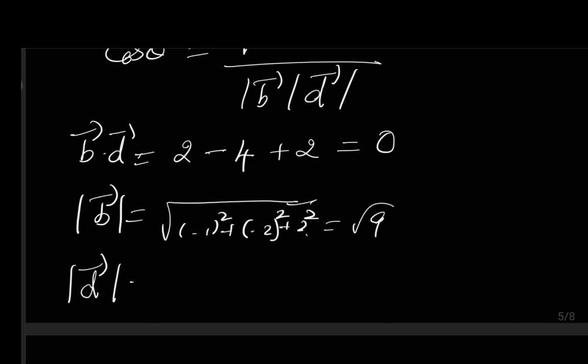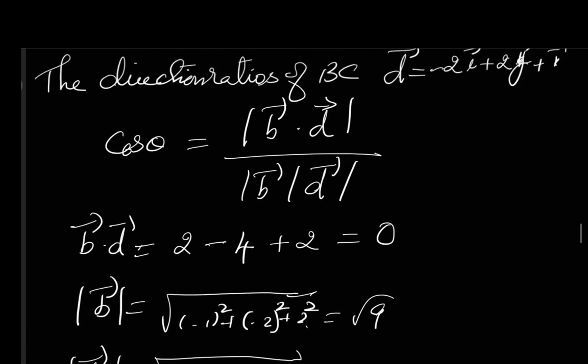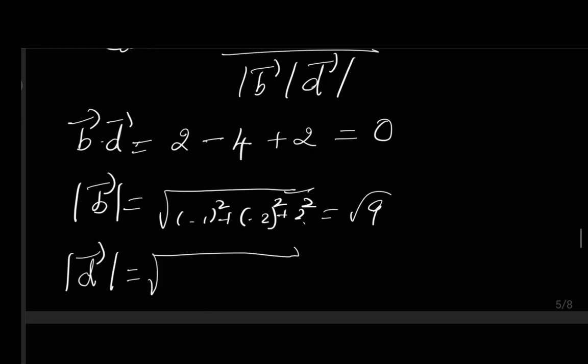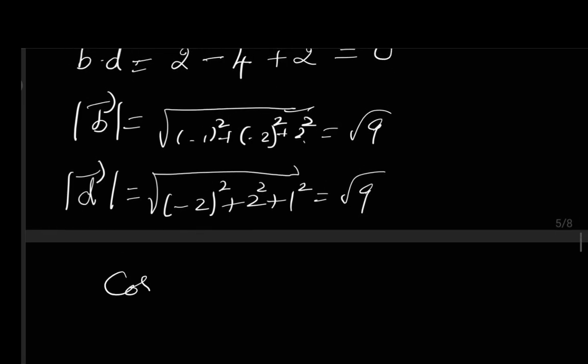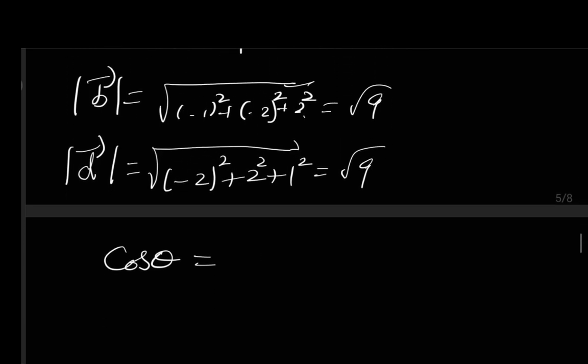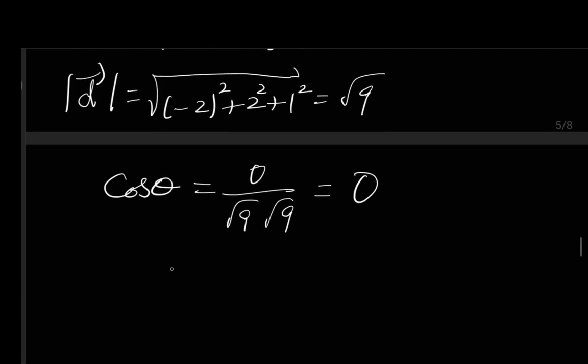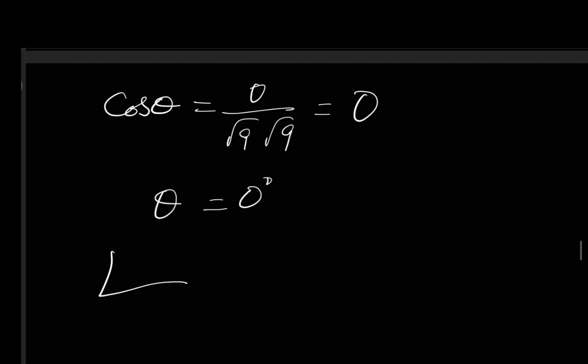Vector D, square root of minus 2 square plus 2 plus 1 square. Again this is square root of 9. Apply in the formula. Cos theta is equal to modulus b dot d, just 0, divided by root 9 into root 9. Numerator 0, you will get answer 0. So theta is equal to 0 degree. What is this theta? Angle ABC.